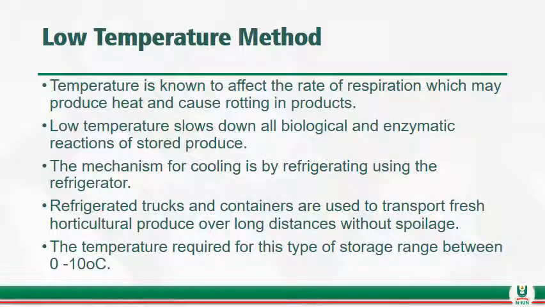Now we want to talk about how to store using the low temperature method. Like you know, temperature affects the rate of respiration, and low temperature slows down biological and enzymatic reactions of stored produce. So the best way or mechanism for cooling is by refrigerating, using your refrigerator. You also have refrigerated trucks with large containers that transport fresh horticultural produce over long distances without spoilage. The temperature required for this is between 0 to minus 10 degrees Celsius.